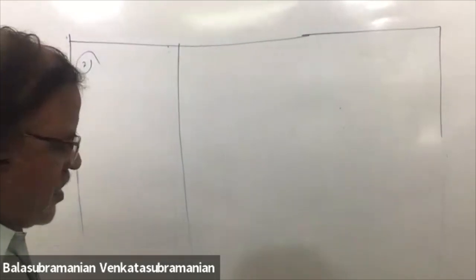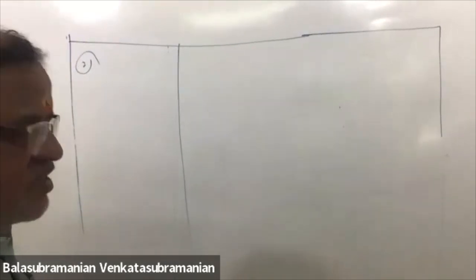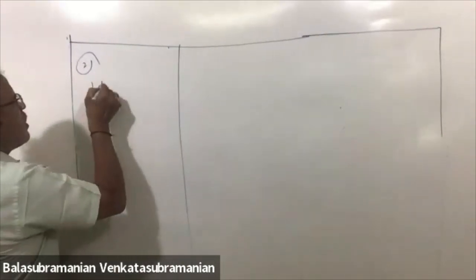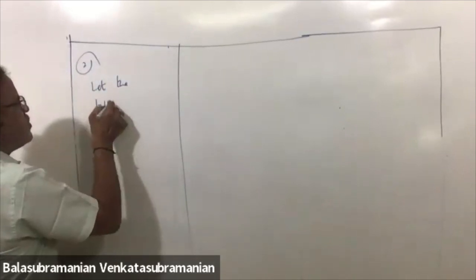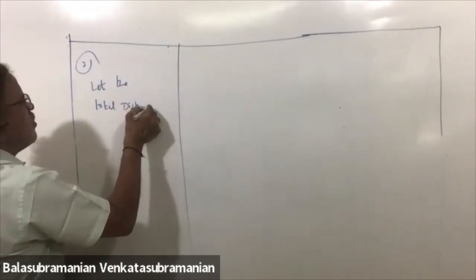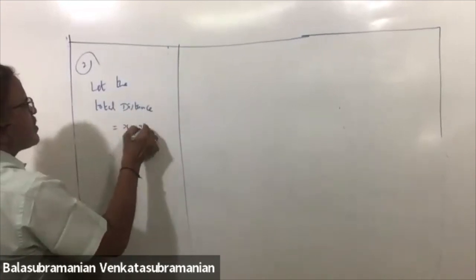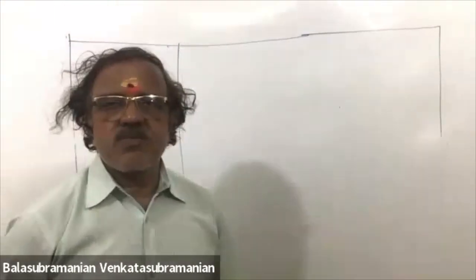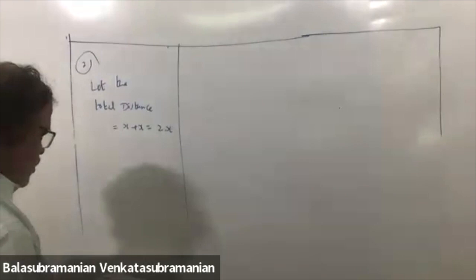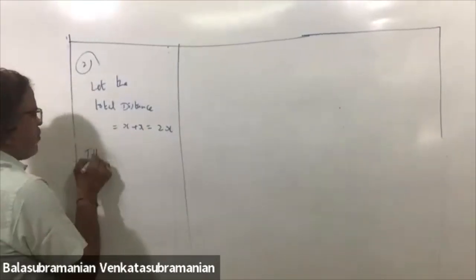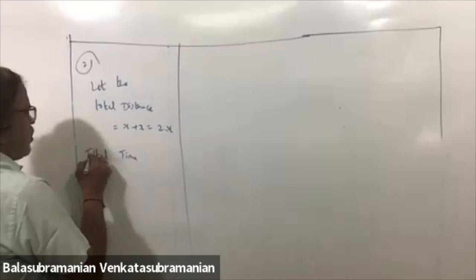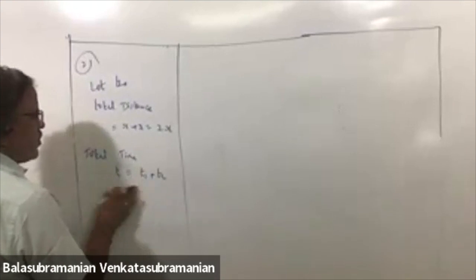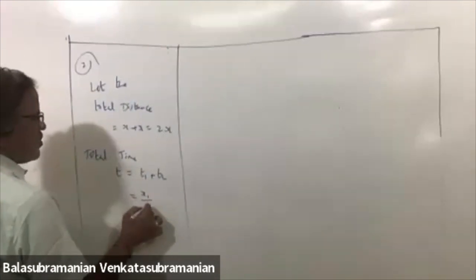So what is the total distance? First half and second half, velocity V1, velocity V2. Let the total distance be x plus x. First half x, second half x. So 2x. Average velocity is total displacement by total time taken. Time also not given. T is equal to T1 plus T2. Time is distance by velocity.